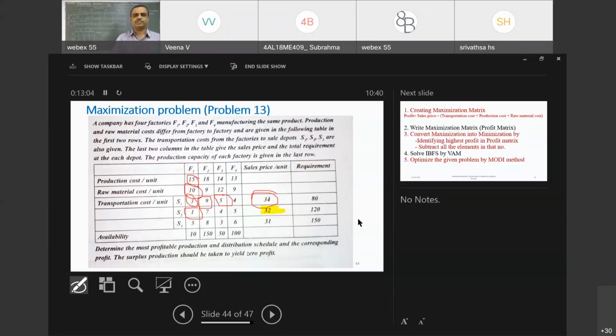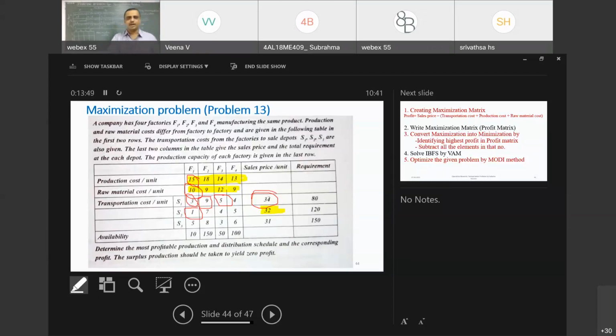In the first row, we can see they are given the production cost: 15, 18, 14, 13. 15 is for F1, whatever items are produced at F1, that is the production cost. And 18 is for F2, 14 is for F3, 13 is for F4. The same way, the raw material cost is also given: 10, 9, 12 and 9, per unit for F1 to F4 respectively.